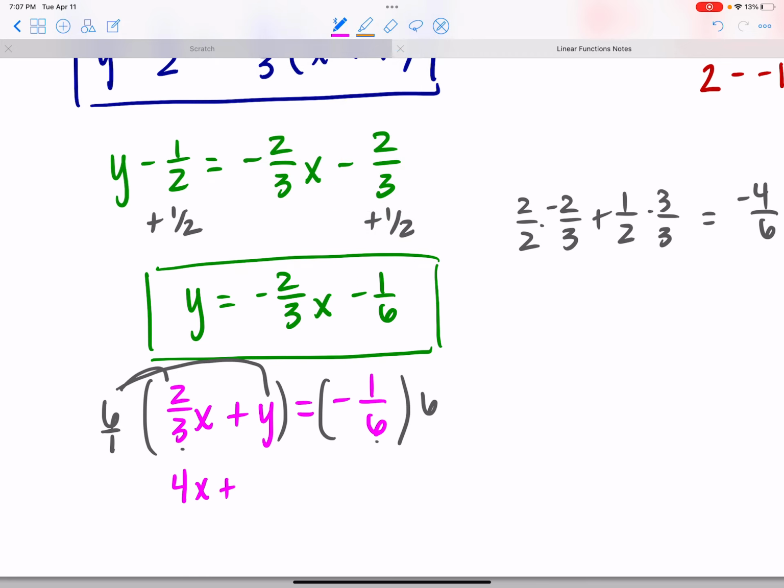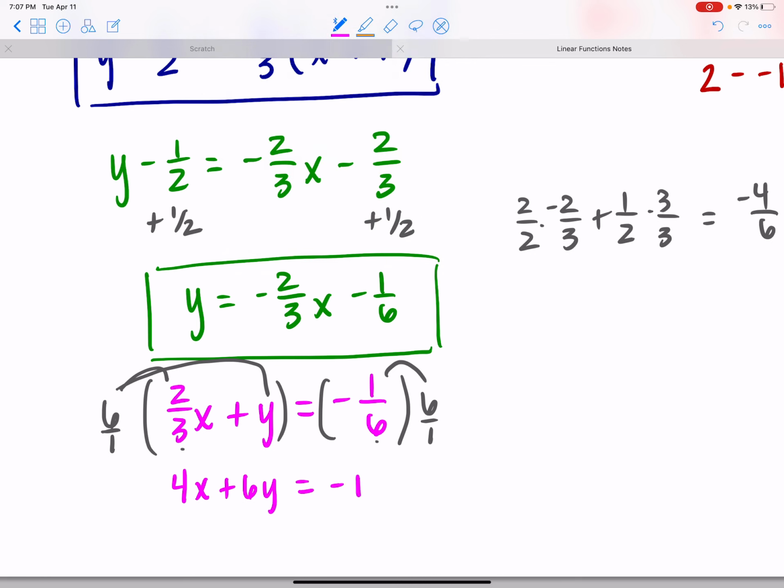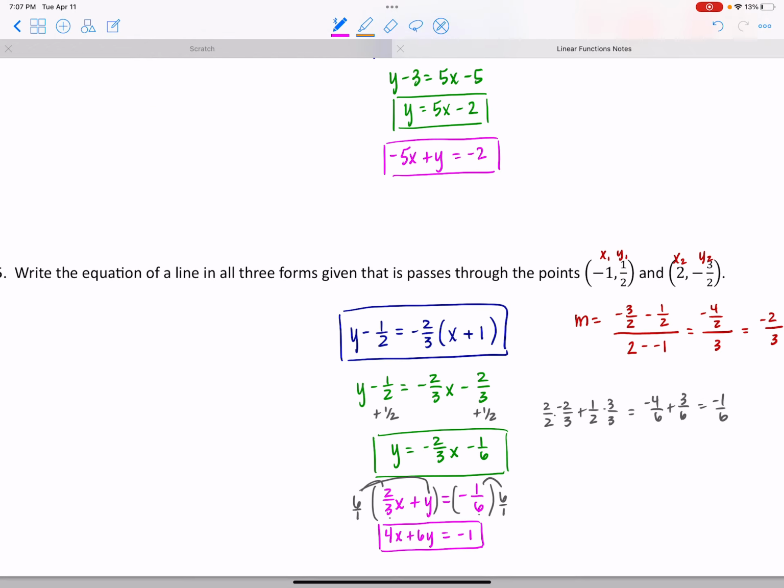So positive 6y equal to, over here, times 6 and divide 6 are going to cancel. Remember the 6 over 1. So I have 6 over 6, which is just going to be 1. And so that's going to be a positive times a negative, so a negative 1. And then we're done. Got the x term, got the y term, got the constant, and I have no fractions left over. So there it is, all 3 forms.